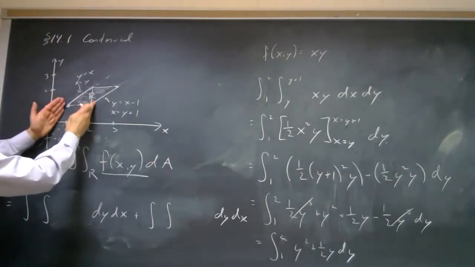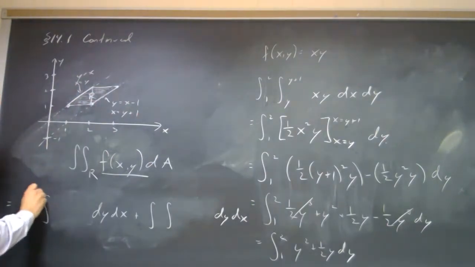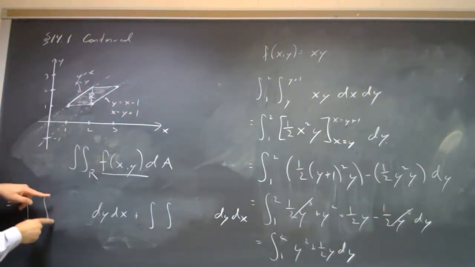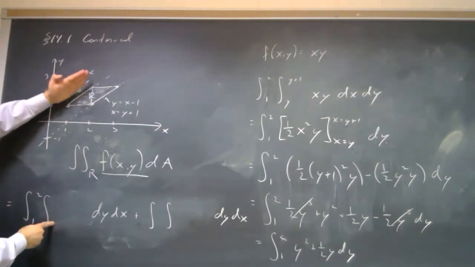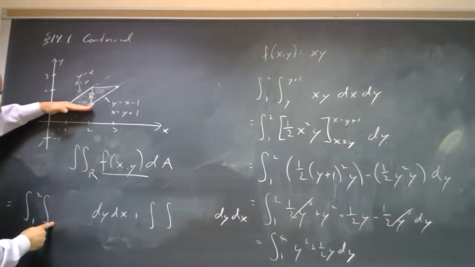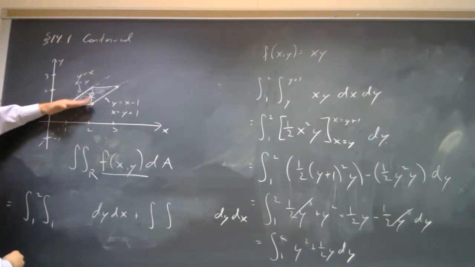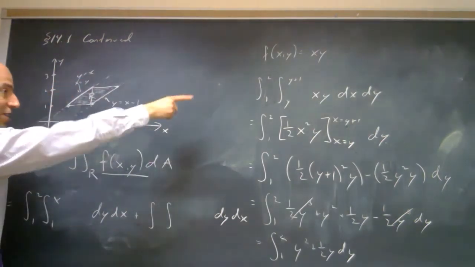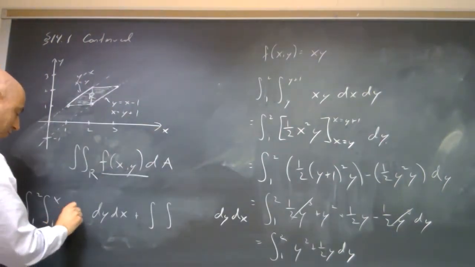In the left-hand triangle, x goes between 1 and 2. The outside limits of integration are always numbers. Now the inside, we're going to go from the bottom curve to the top curve. The bottom curve is y equals 1, and the top curve is y equals x. And then we'll put our integrand. I'll use that same integrand over there. I'll use xy.